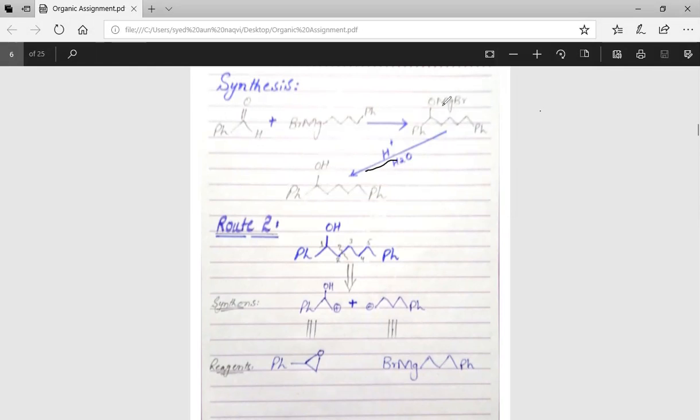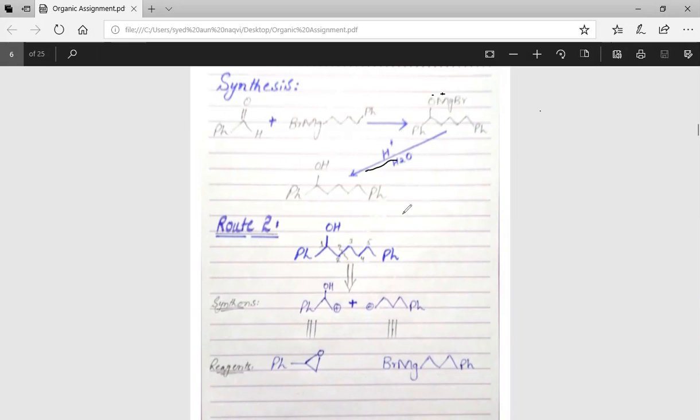This is an ionic reaction, with an ionic intermediate between oxygen, which carries negative charge, and magnesium, which carries positive charge. So hydrogen from the water molecule will replace this magnesium bromide, and we have our product. So this is route one for the synthetic analysis of the target molecule, 1,5-diphenyl pentan-2-ol.